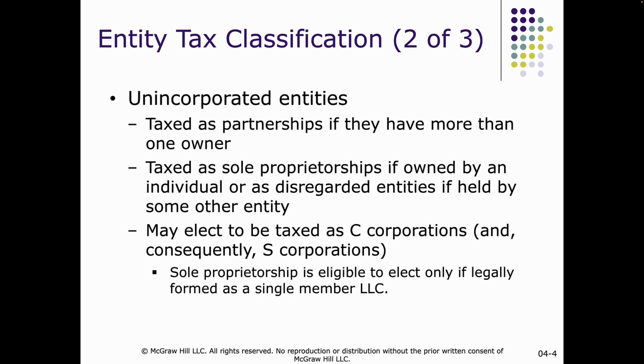Then we also might have unincorporated entities. These are actually taxed as partnerships if they have more than one owner. They are also taxed as a sole proprietorship if they are owned by an individual, or as a disregarded entity if held by some other entity. You may elect to be taxed as a C Corp and consequently as an S Corp. But the sole proprietorship is eligible to elect only if legally formed as a single-member LLC, or limited liability company.